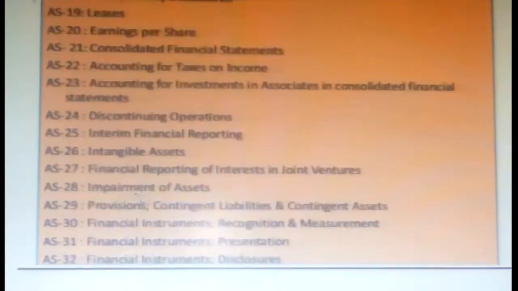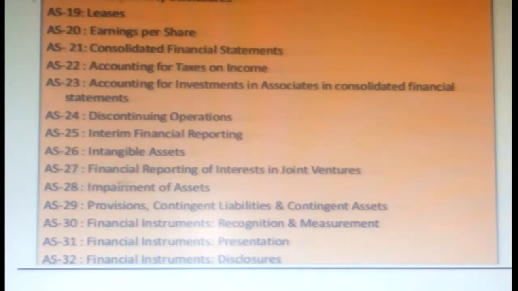Then AS 24. For discontinuing operations, for example, any discontinuing operation, how to follow, that we'll discuss in AS 24. Then AS 25, interim financial reporting. So how they will report the interim financials within the companies, correct? Then AS 26, intangible assets. As you know, there are two types of assets, one is tangible assets, the other intangible assets. So intangible assets, as you know very well, you cannot touch and feel. The best examples of intangible assets are goodwill, patents, trademark, know-how. So these are the intangible assets, how they are going to calculate, how they are going to account. That will be discussed here, AS 26, correct?